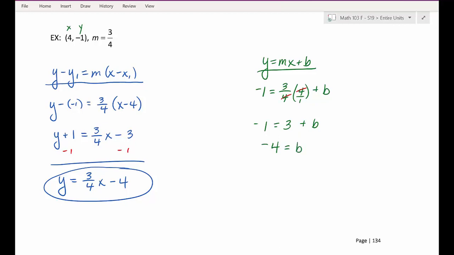Now that we've found our b, we're going to plug b and the slope into y equals mx plus b, and that'll give us our final equation. Y equals 3/4 times x plus our b, which happens to be negative. So rather than writing plus -4, let's write y equals 3/4 x minus 4.